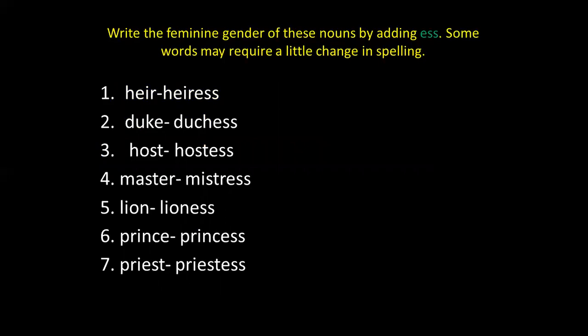Now, exercise number K. Write the feminine gender of these words by adding ESS. Some words may require a little change in spelling. So, certain words can be changed into feminine gender by adding ESS. So here are some examples. Heir: to make the feminine gender of this word, heiress.